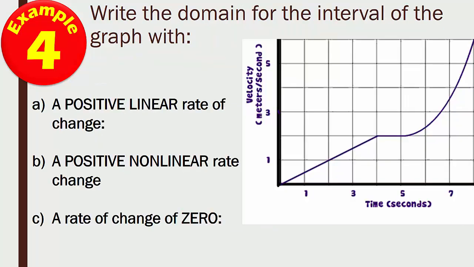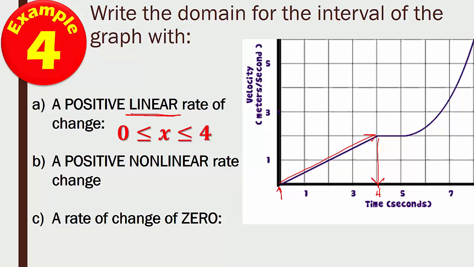Fourth example, write the domain for the interval of the graph with a positive linear rate of change. So you've got to pay attention. This says linear. So we're looking for a line because we have a couple spots where there's a positive rate of change, but we're looking for the linear one. So that's this right here. And that's between x is 0, which is right there, and 4, which is right there. So x is greater than or equal to 0 and less than or equal to 4.